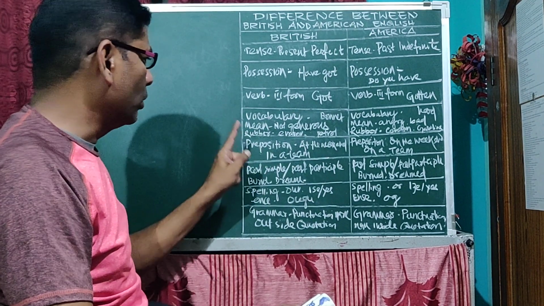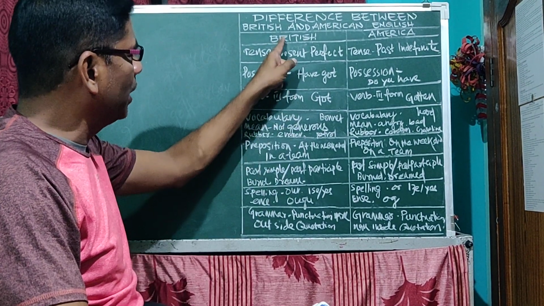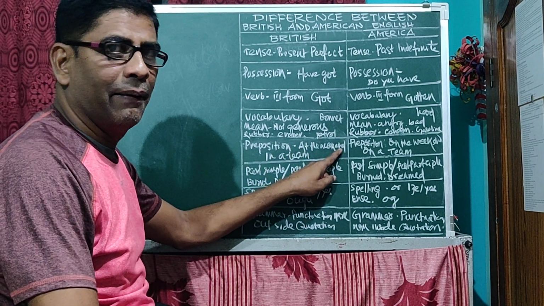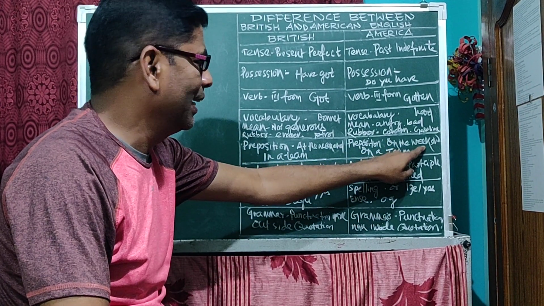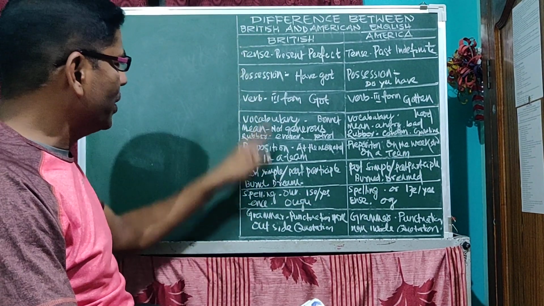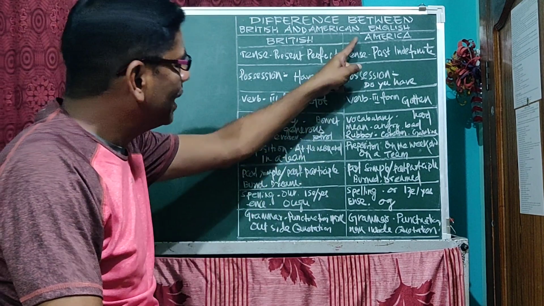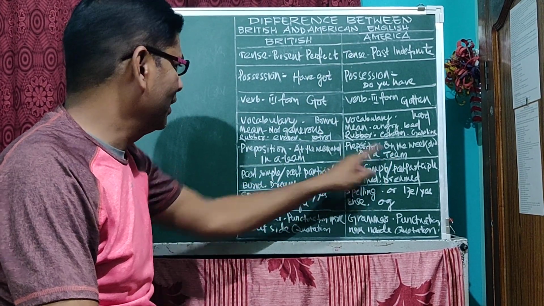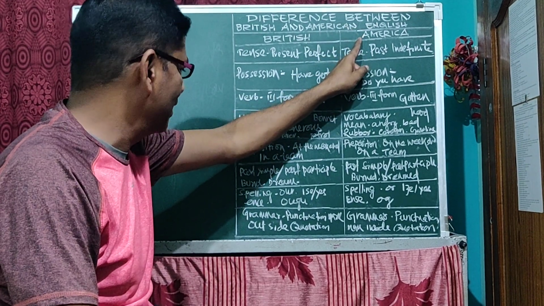Okay? Now the preposition. Britishers generally use "at the weekend". In American English, "on the weekend". And the Britishers use "in a team", and the Americans use "on a team". This is the preposition difference between Britishers and Americans.